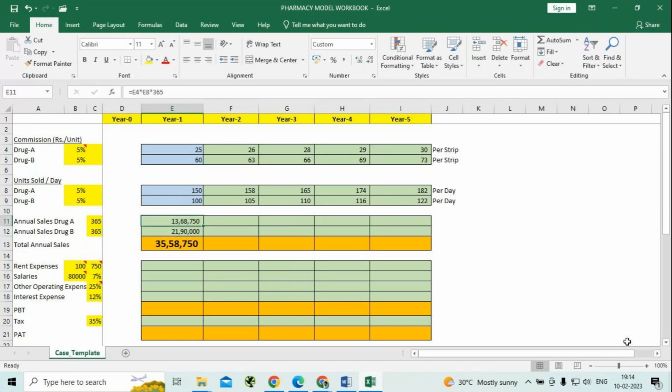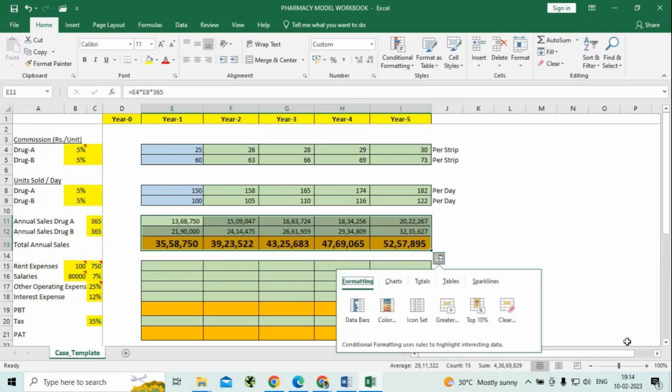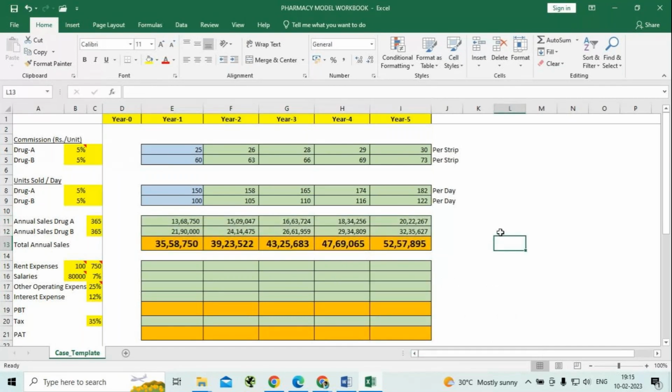So now you can drag this. So this is what you are going to earn. So out of this, okay. This is all about the sales calculation year on year.